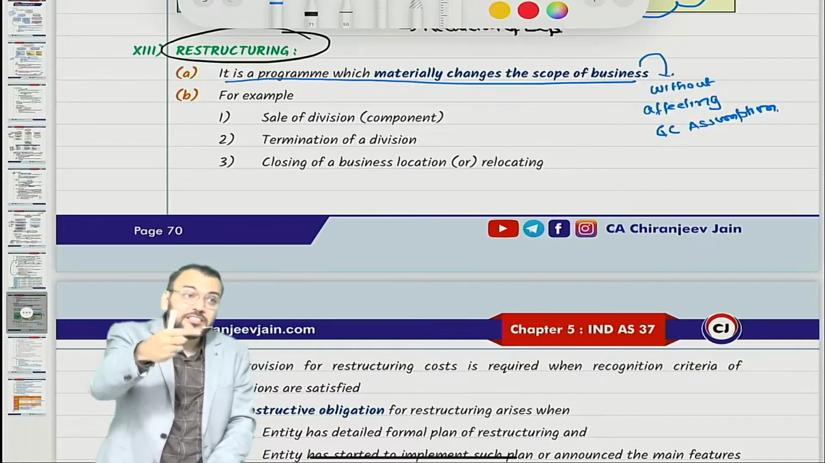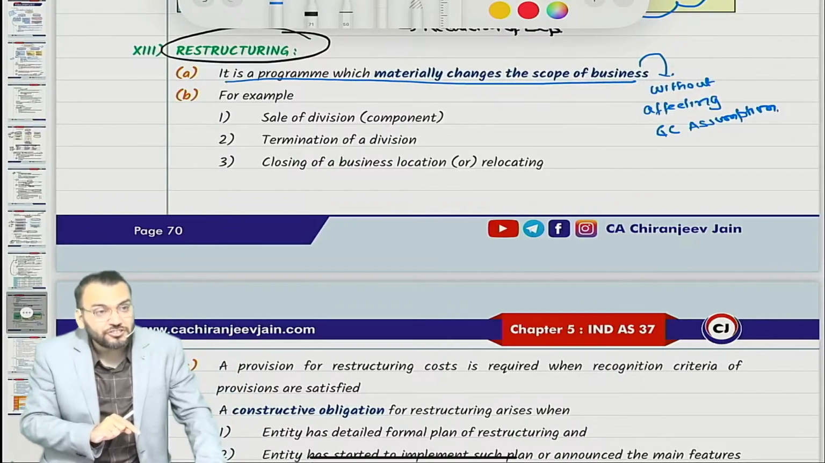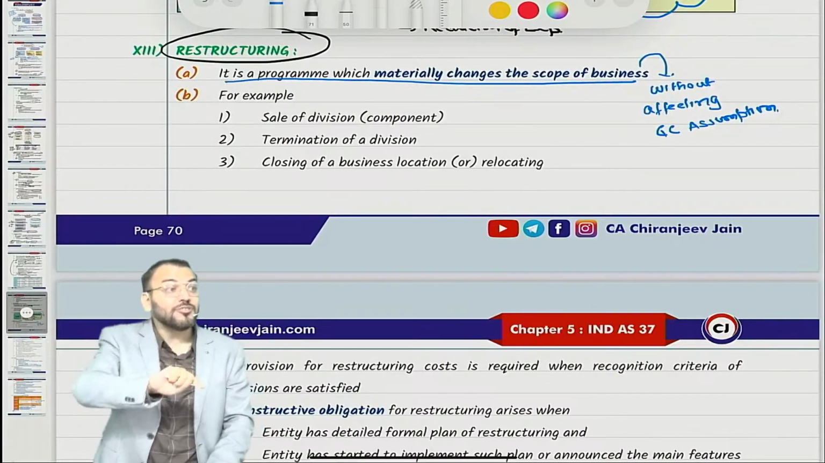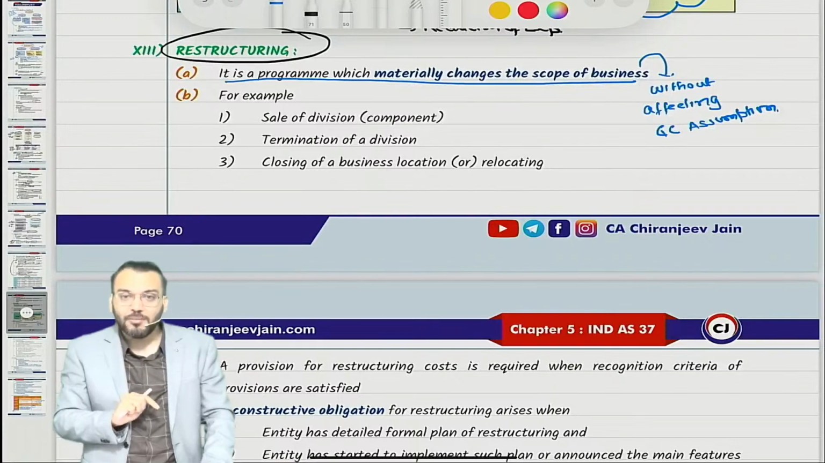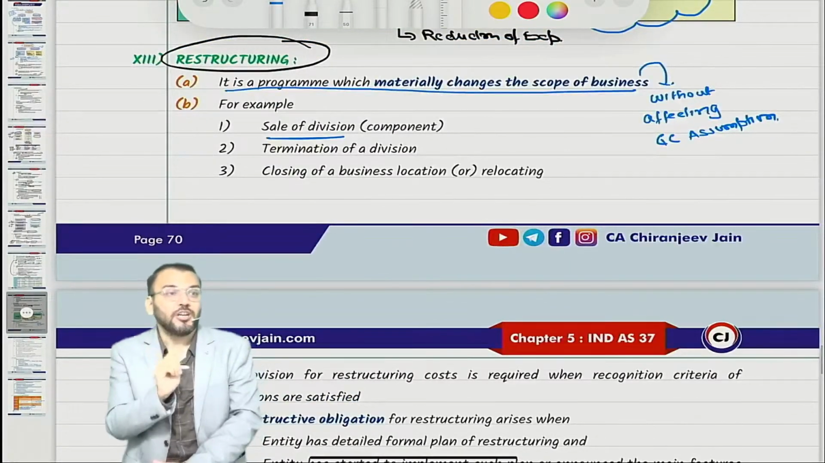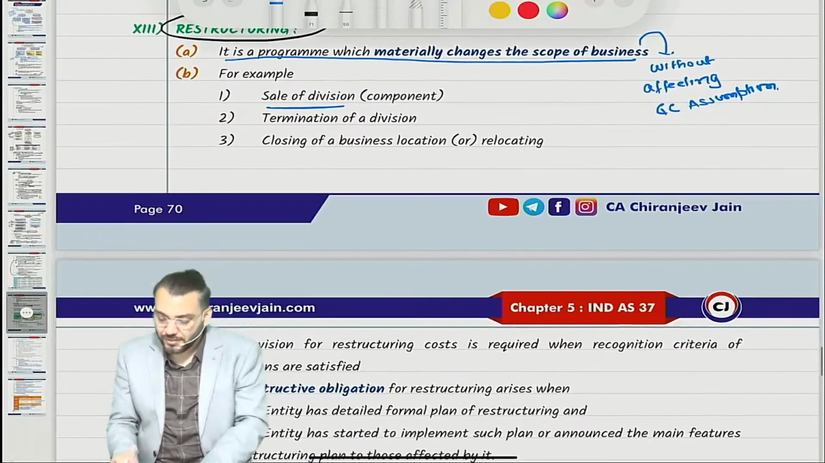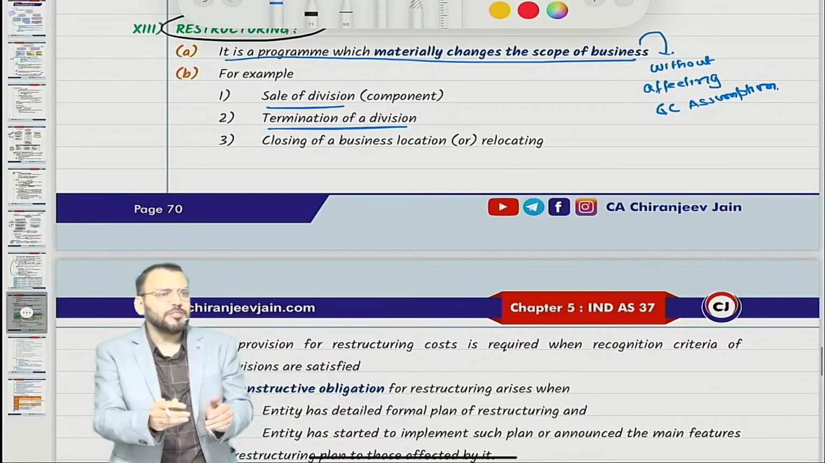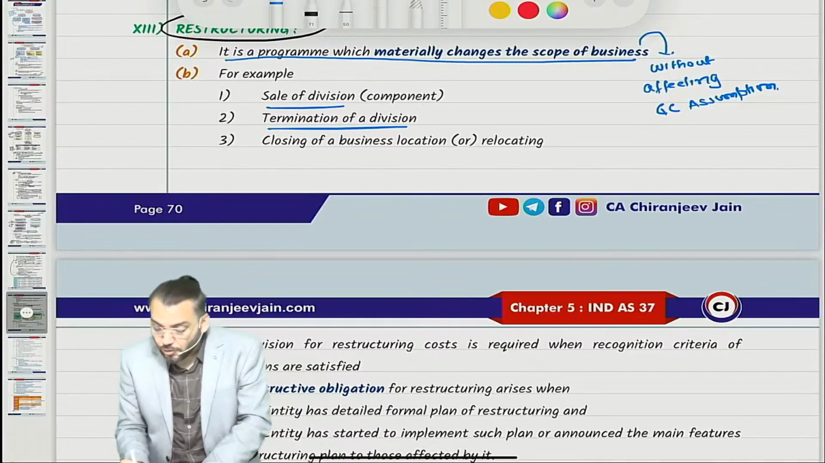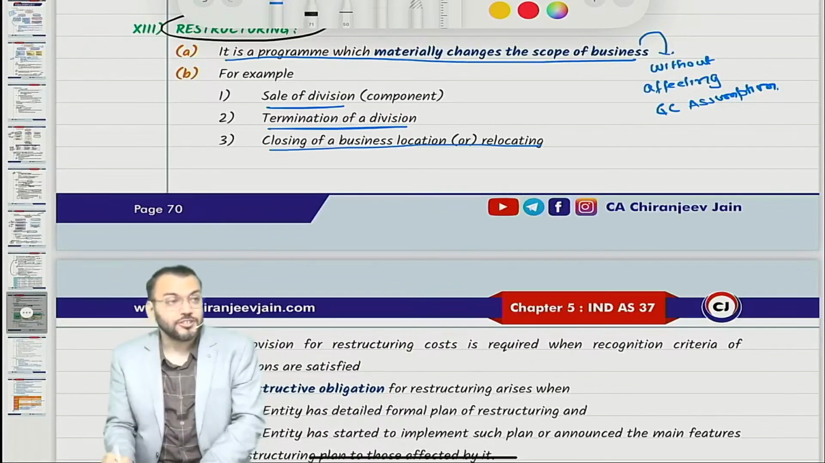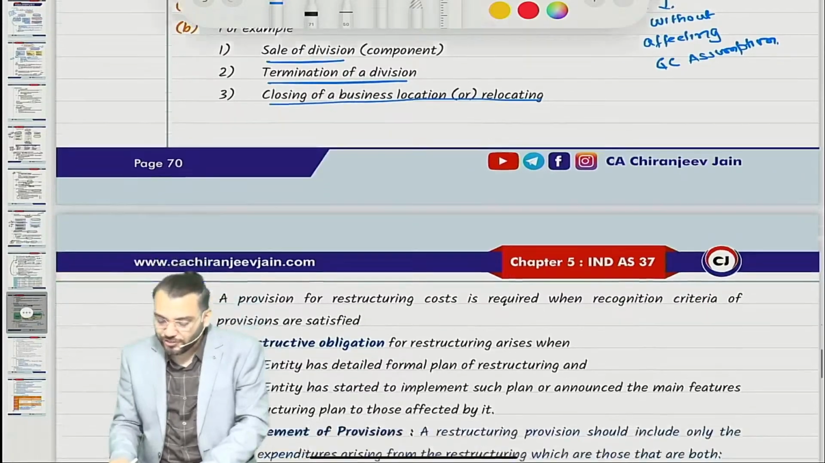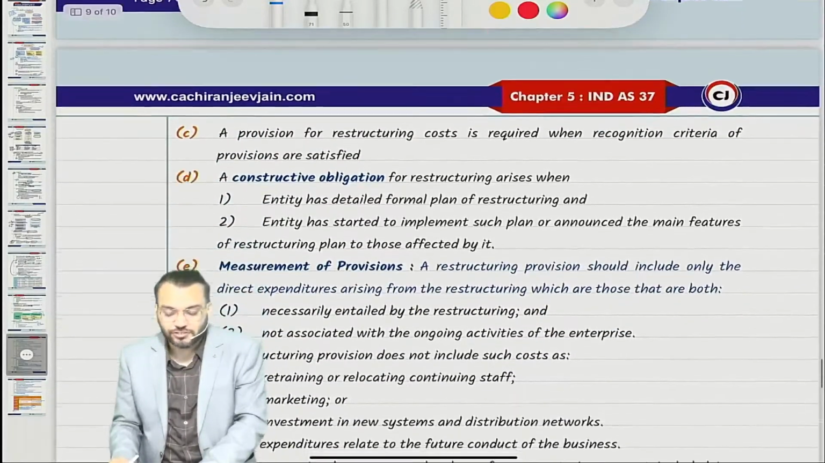Amalgamation is an example of restructuring, because we are purchasing a business. Are we able to understand? Yes, sir. Other examples are sale of a division, where a division means one component, one business, and termination of divisions, which means closing down without sale. We just close down the division. Closing of a business location or relocation of the business location are also examples of restructuring.